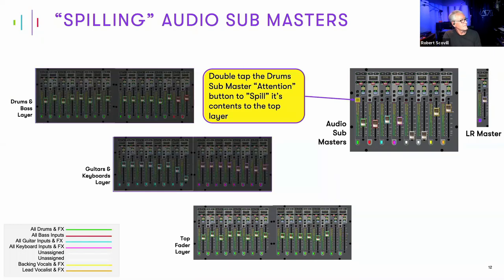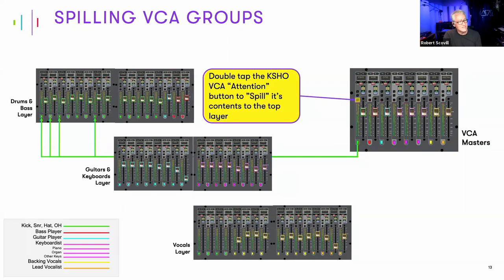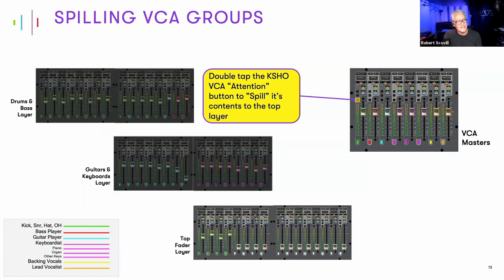VCA spilling works exactly the same way, right? So if we have a VCA that is assigned to specific inputs within that audio submaster, well, guess what? If we double tap the attention button on it as well, it is going to spill only the inputs it's in charge of right to the top layer. It's going to collate them right together down on the end of the console, so that you can get in and EQ, adjust level, adjust plug-in processing, whatever you need to do on those given inputs. You can get to it very quickly there, as opposed to trying to go through your input layers and find those inputs to edit, okay?